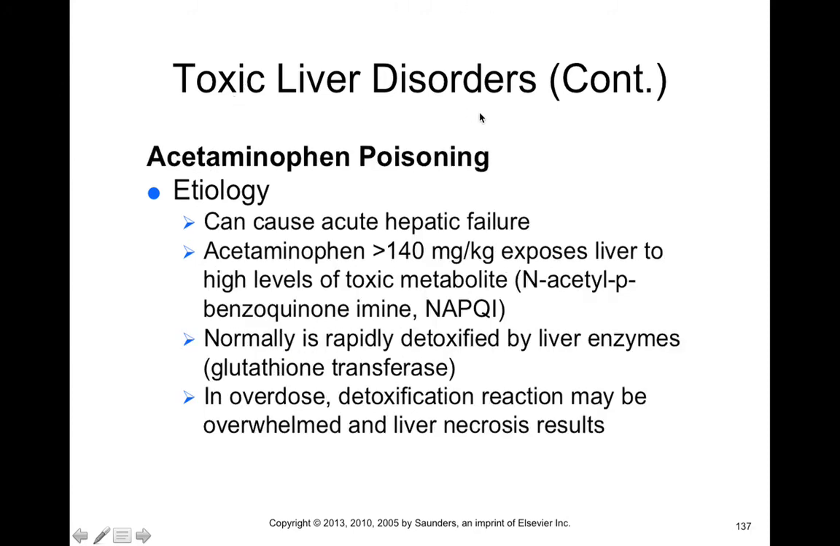Now, some other toxic liver disorders include things like acetaminophen poisoning. It turns out that if you overdose on this, it can lead to acute hepatic failure. So if you're exposed to more than 140 milligrams per kilogram, this can lead to the accumulation of a toxic metabolite, NAPQI, and this can eventually lead to hepatic failure, or basically death of your hepatocytes. And normally this metabolite is rapidly detoxified by liver enzymes, but in overdose, this detoxification can be overwhelmed, and that can lead to actually liver necrosis.